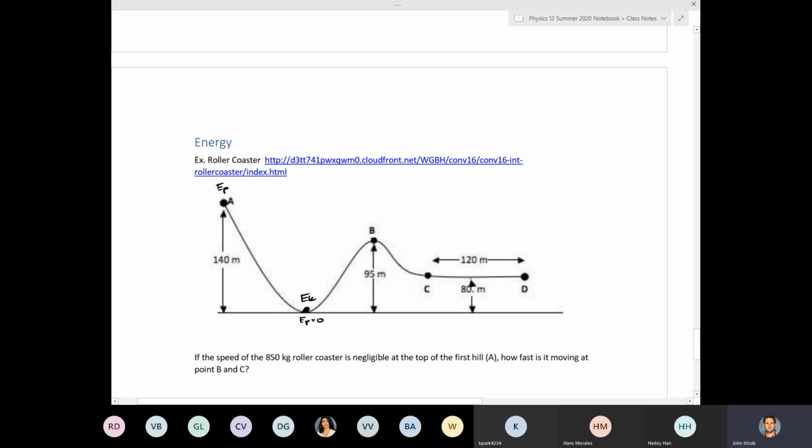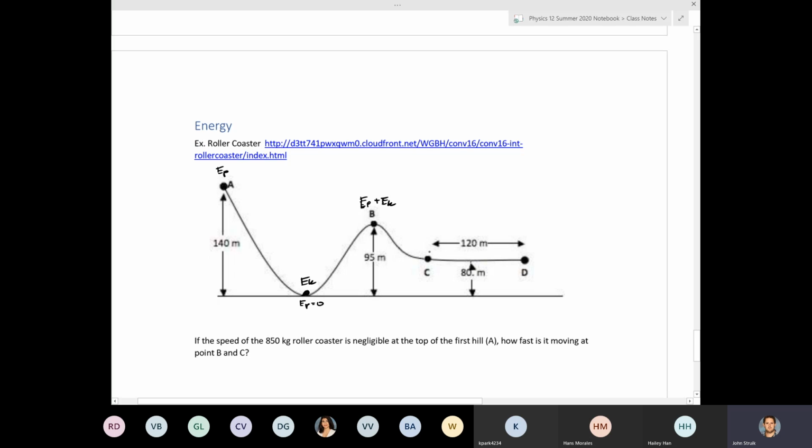And so you start with EP at A. At the bottom, it's EK. At B, this would be EP plus EK, because it's not quite at the point of A, so it has less EP. And so the amount of energy that it's less becomes EK. And then at this point, again, this is going to be EP plus EK as well, and this one as well, EP plus EK. So it's just this transformation. It's not like energy is disappearing, it just becomes a different type.